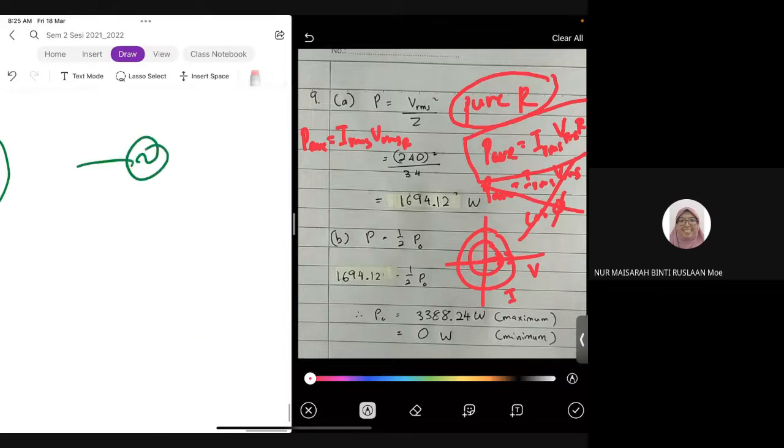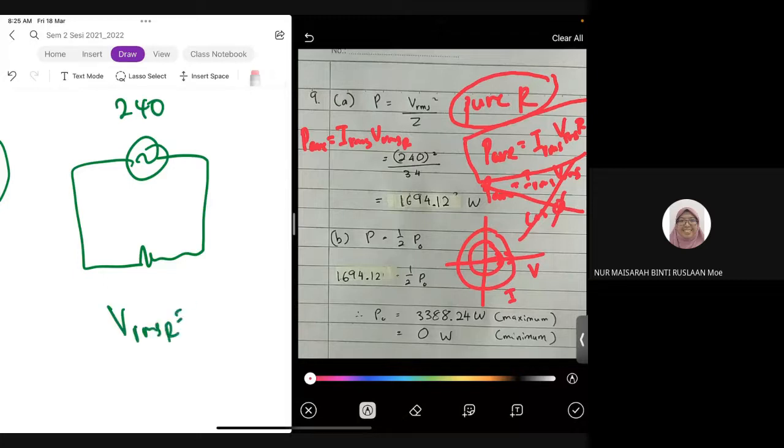ini AC. Ini adalah resistor. So dia bagi tahu yang ini 240. So VRMSR pun adalah 240. So dalam kes ni, ini VRMS adalah sama dengan VRMSR. Why? Because this is not about battery. Kita tak ada internal resistance.